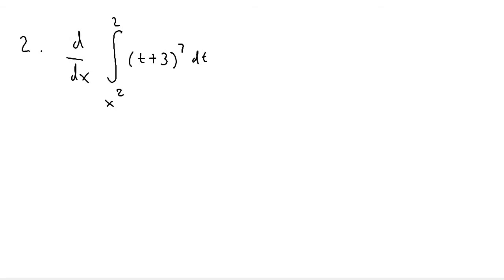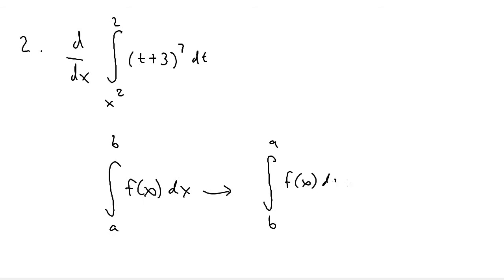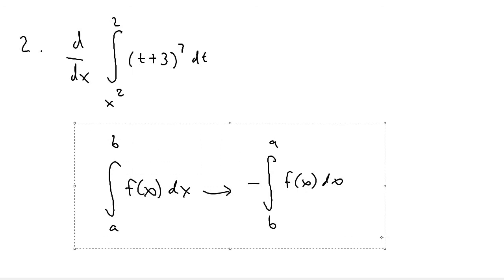Now for number 2, let's say we're trying to take the derivative of the integral from x squared to 2 of t plus 3 to the 7th power dt. And notice how the x squared is on the bottom this time. So we need to make it so that the integral is flipped and x squared is on top and the 2 is on the bottom. Remember, if we flip the bounds of the integral from a to b of f of x dx, so we instead say the integral from b to a, it would just make the integral negative.